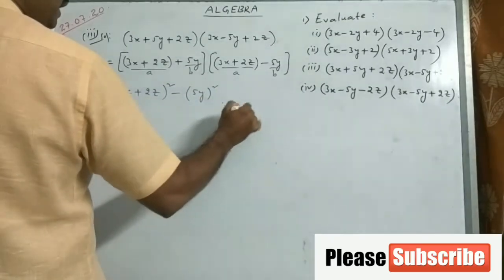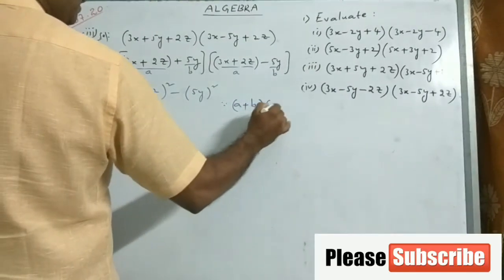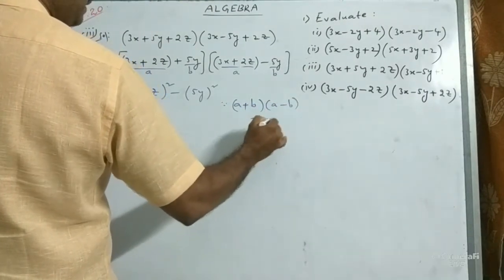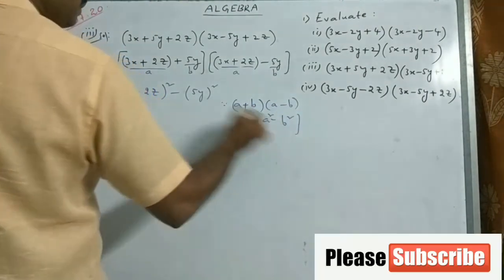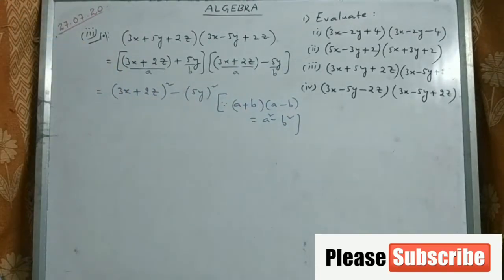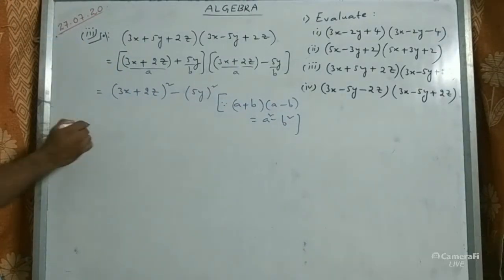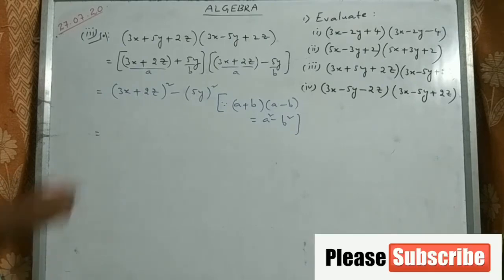A plus b into a minus b is equal to, what can we write? A square minus b square. It is the formula. Okay, a plus b into a minus b, a square minus b square.